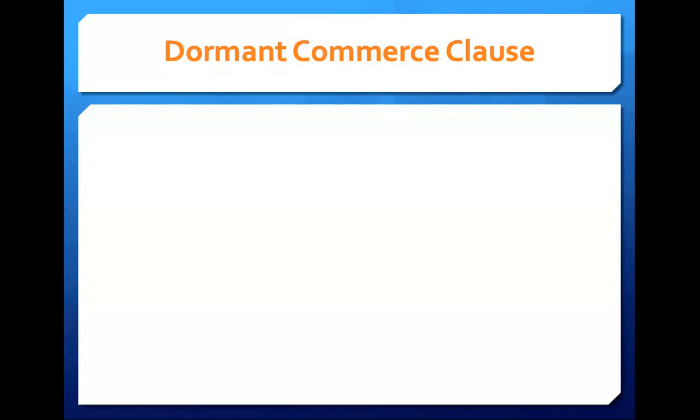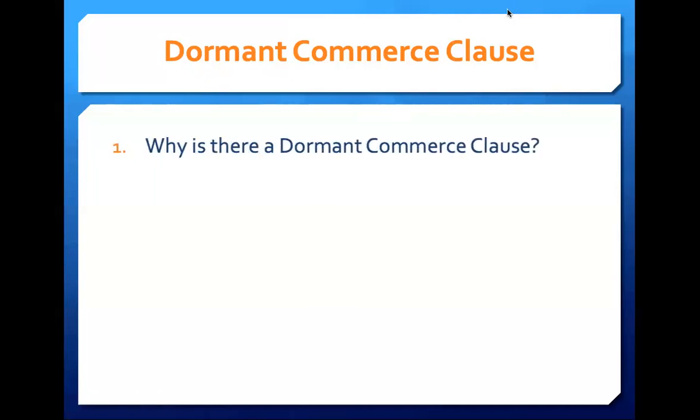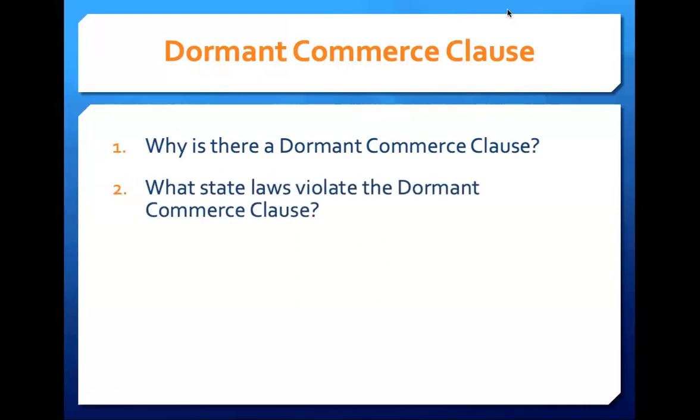As we think about the Dormant Commerce Clause, we're going to be asking two primary questions. First, we're going to consider the question of why there is a Dormant Commerce Clause, and then once we understand the purposes or reasons behind the recognition of a Dormant Commerce Clause, we are going to take a look at how we might know whether or not a state law violates the Dormant Commerce Clause.